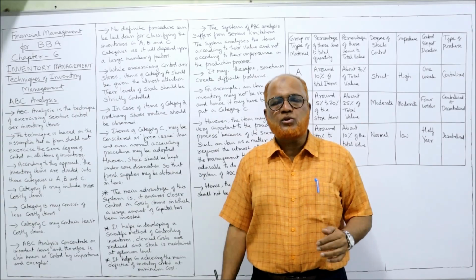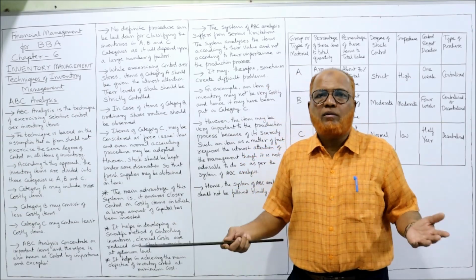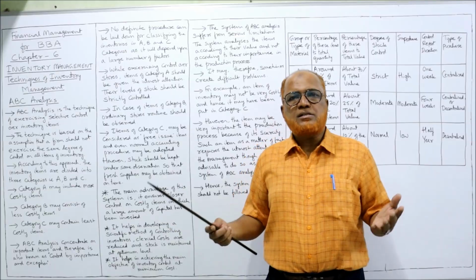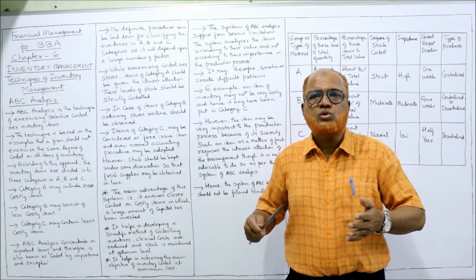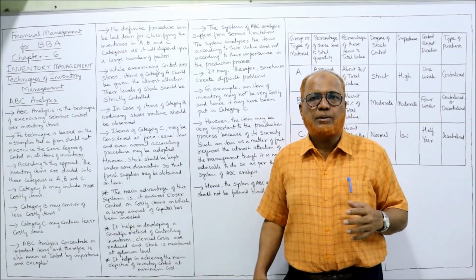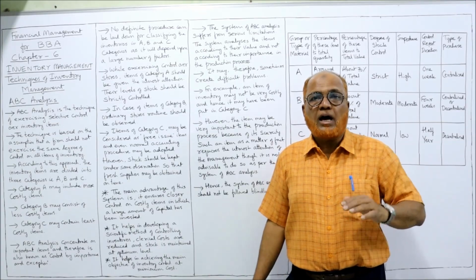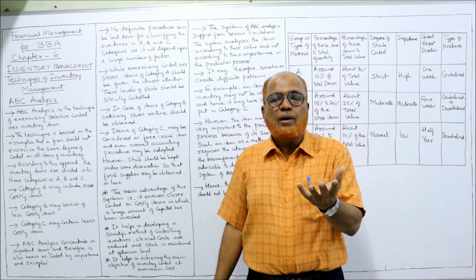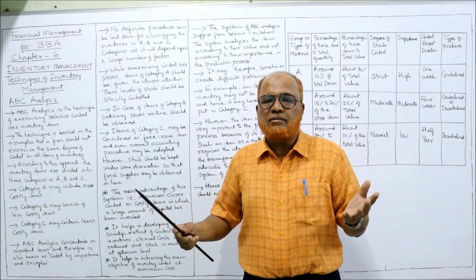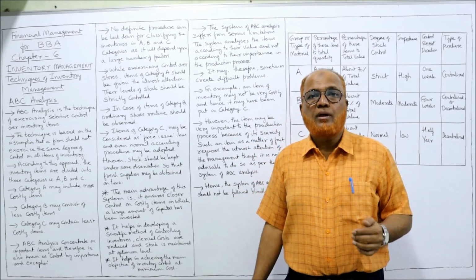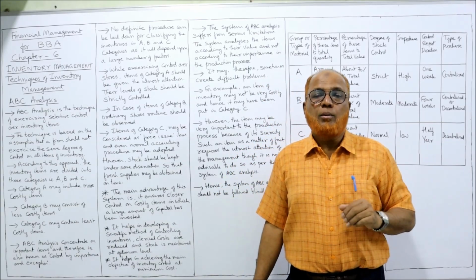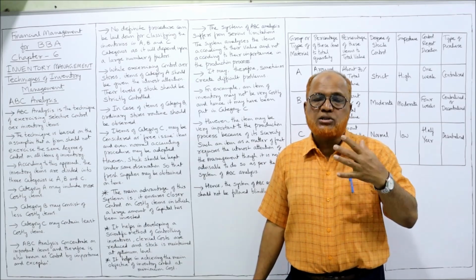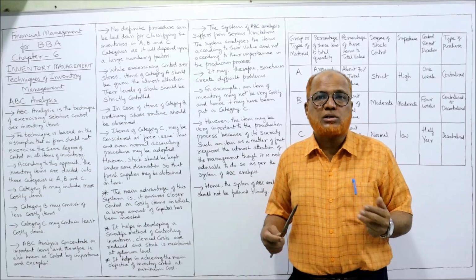I will relate this procedure, this ABC analysis, to our personal life. In our homes, we have so many assets, that means so many properties. The highest value asset is gold. But gold will not be kept casually. It will be kept in a locker. More strict control will be kept on gold because it is costly.